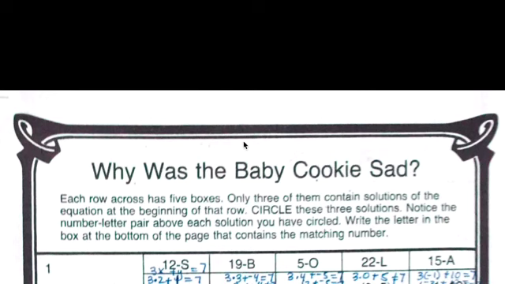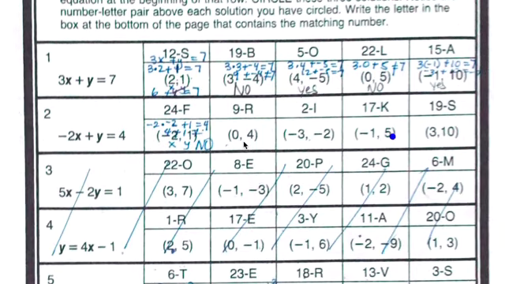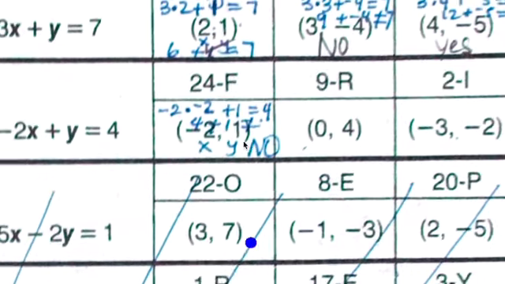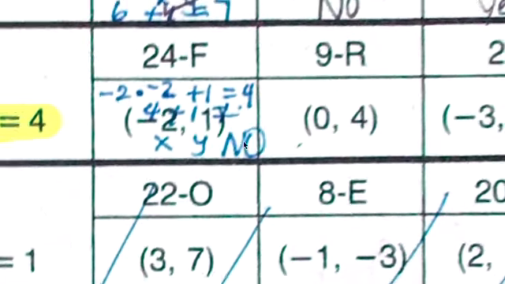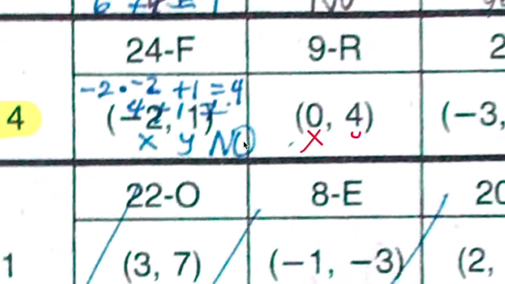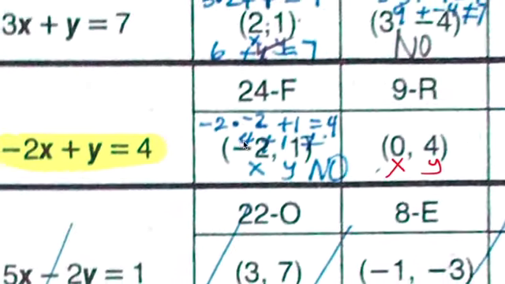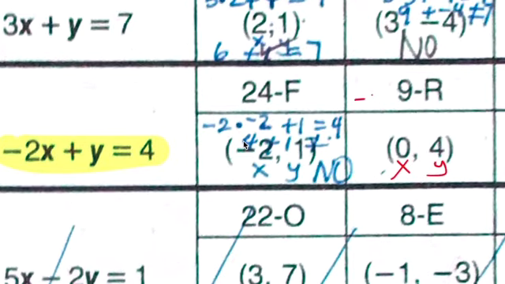Okay, this is the first worksheet, okay? How do we do this? We take this equation right here, we substitute. This is your x, this is your y. You take that equation, negative 2x plus y equals 4, and substitute in your 0 for the x right here.